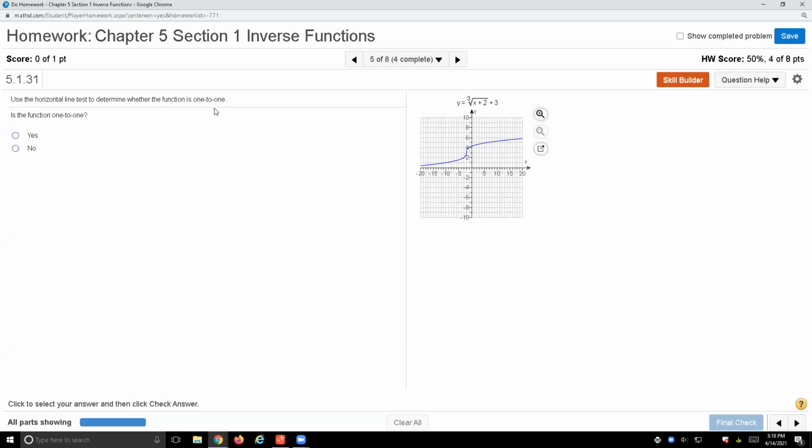Use the horizontal line test. Is this one one-to-one? Yeah, because any horizontal line I look at doesn't hit the graph more than once.